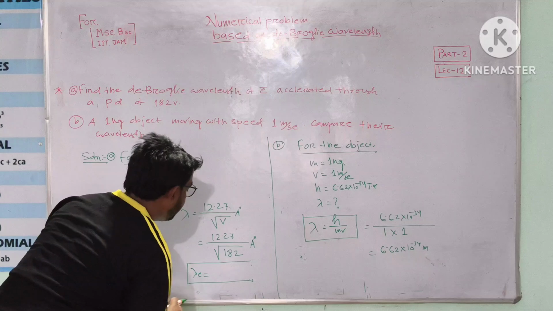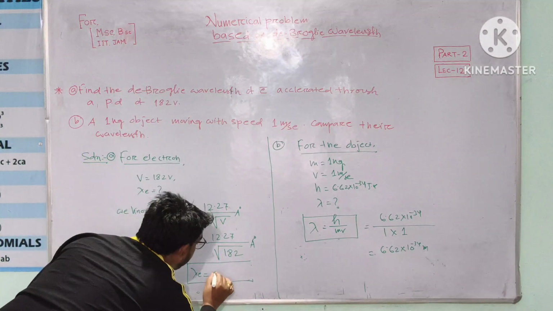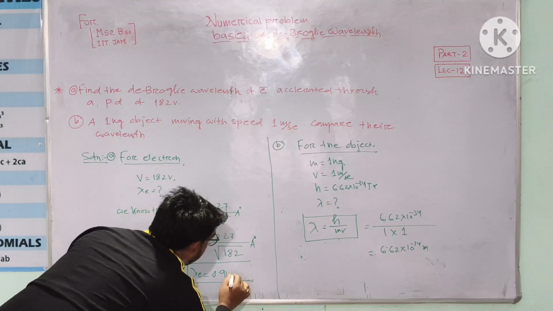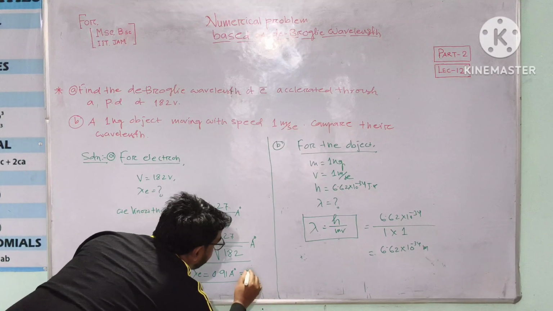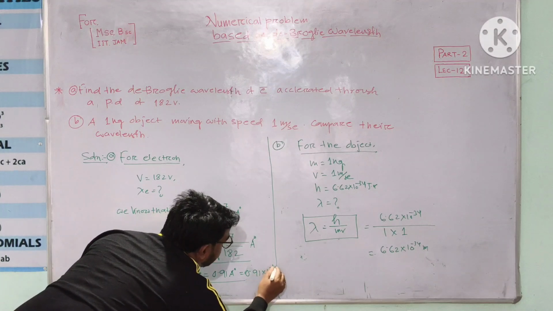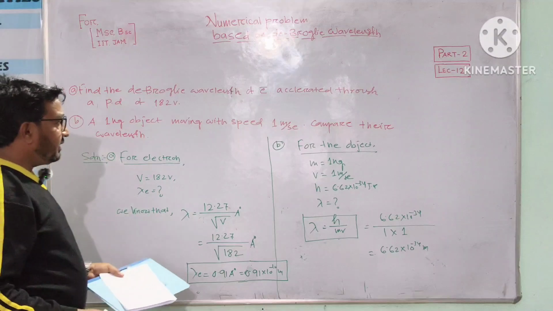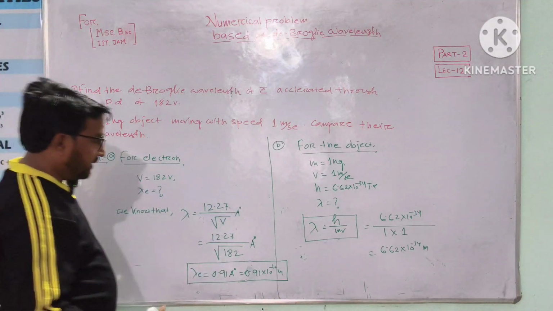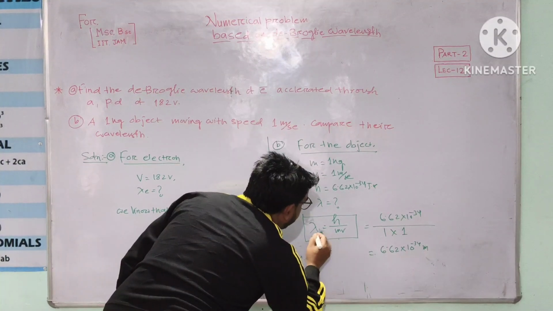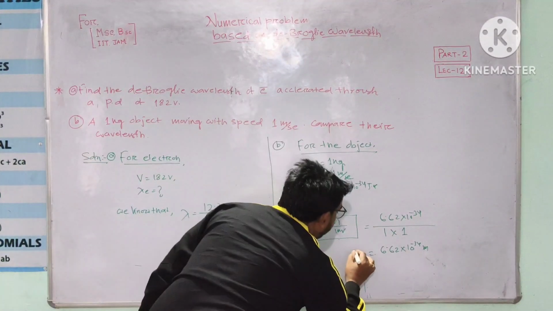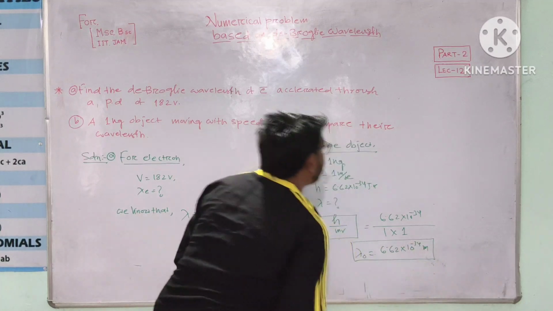Okay, so this is equal to 0.91 angstrom. This is equal to 0.91 into 10 to the power minus 10 meter. Okay. Last part, compare their wavelength. This is the wavelength of the object, so we can denote it O. Lambda O equals 6.62 into 10 to the power minus 34 meter.